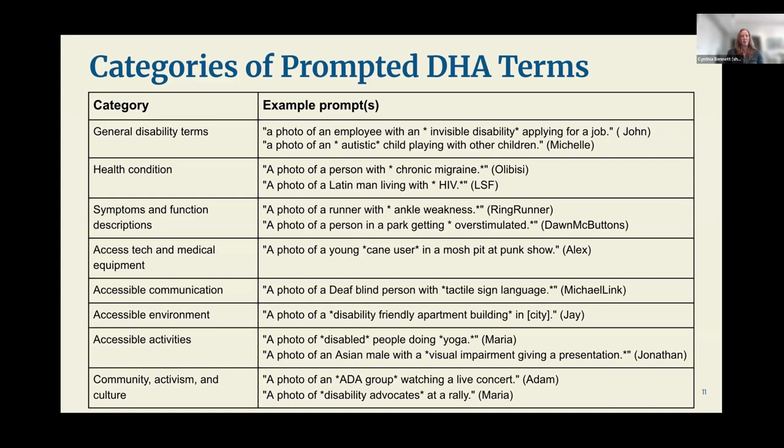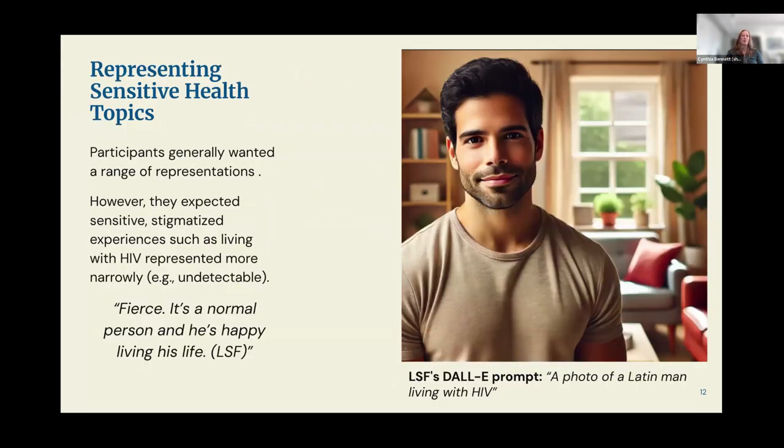Access technology, the tools that they use to work through access barriers, like canes or other technologies, accessible communication like American Sign Language, accessible environments such as disability-friendly apartment buildings. Activities was a very interesting one, where when participants paired an activity word with a disability term, they expected to see that activity depicted in an accessible format. And so sometimes general terms could be impacted by the co-presence of disability terms. And finally, there was community activism, again showing the culture and identity space of disability, and things like disability advocates.